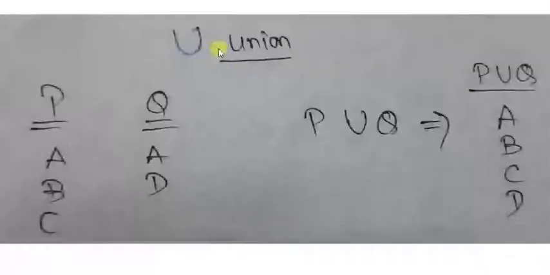Next is union. You know very well, if there are two relations P and Q, P has A, B, C and Q has A, D. What will union do? Union will display records from both of them without duplicates. So what you will see is A, B, C and D. It is written like this: P union Q. The output is A, B, C, D.